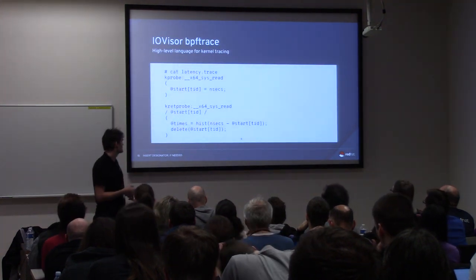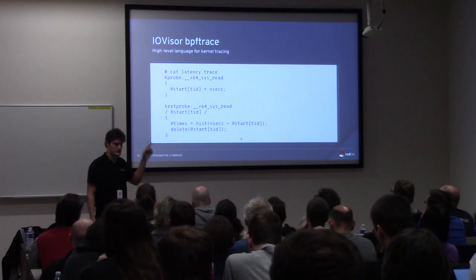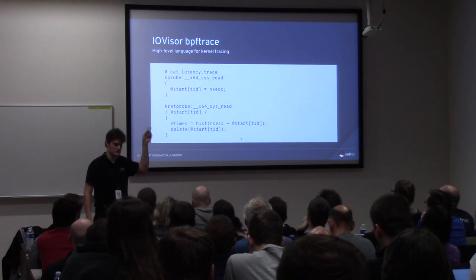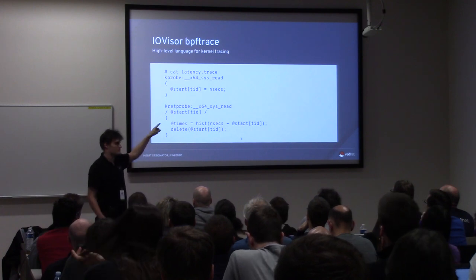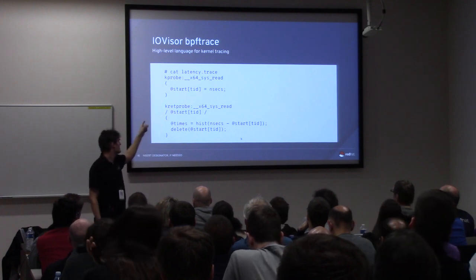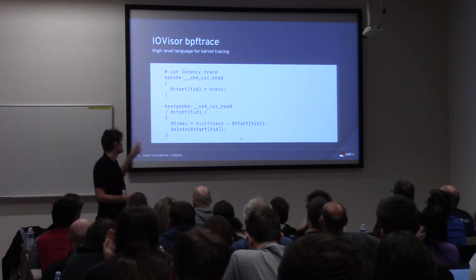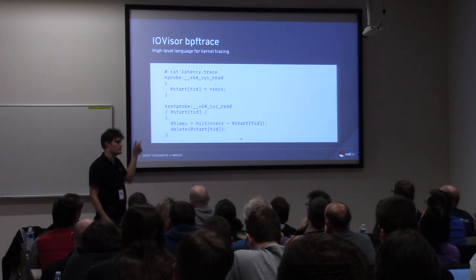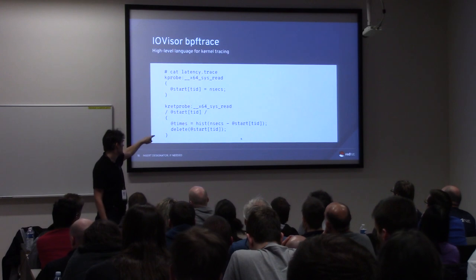So this is just a very quick example of how bpftrace code would look. There's one kprobe defined, which is sys_read, the syscall handler for read. I save nsecs, a variable which is the current timestamp, and store that in an associative array indexed by the current thread ID. Then I have the same probe, but for the return probe. So when this function terminates, I do the same, basically.